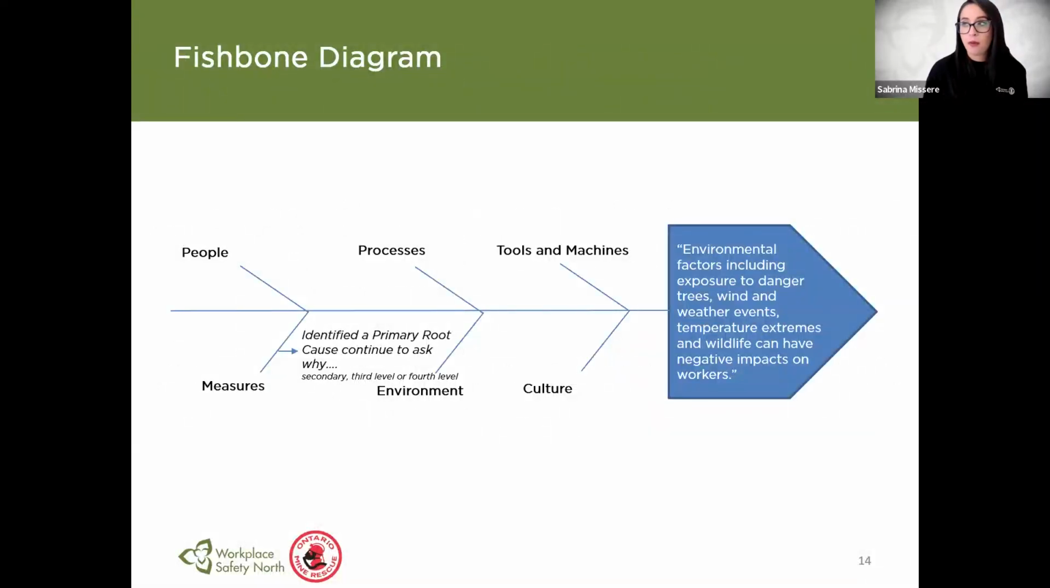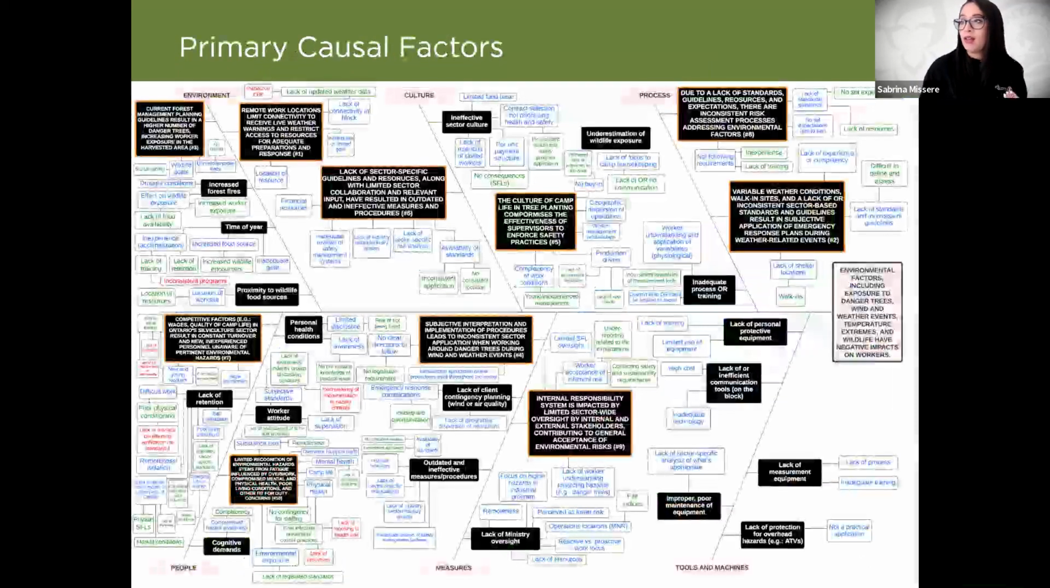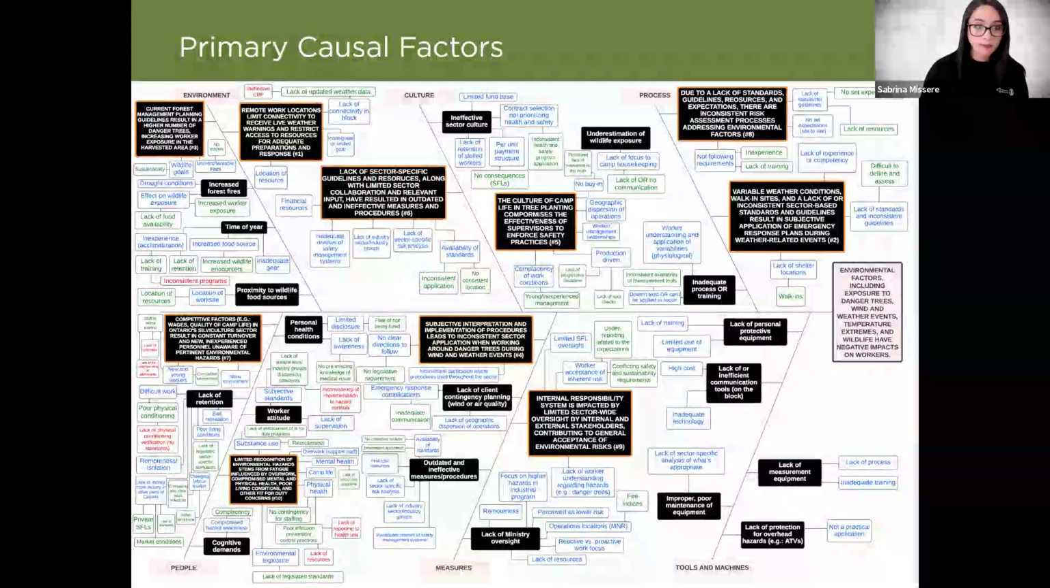Looking next at the fishbone diagram, we use that risk statement to come back to for clarity as we move through the fishbone diagram and its factors of people, environment, process, measures, tasks and machines, and culture. And on the next slide, you're going to see the entire fishbone diagram.